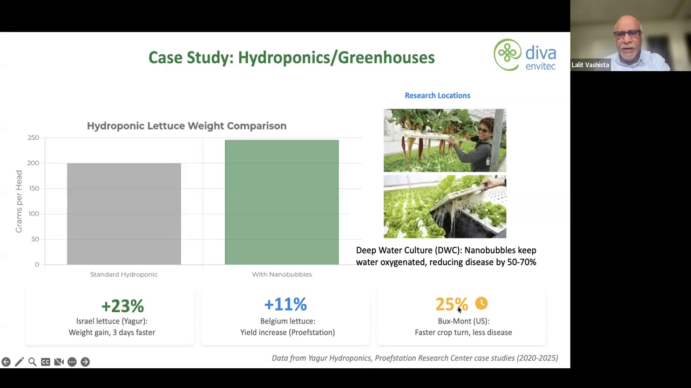So all these hydroponic setups, wherever you're growing cherry tomatoes, lettuce, basil, all these plants can use nanobubbles, and it also reduces diseases by almost 50 to 70% in these waters.